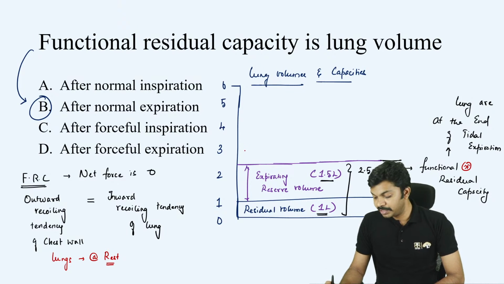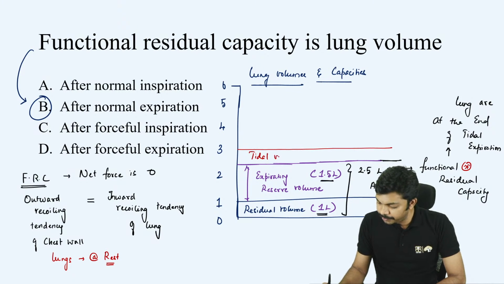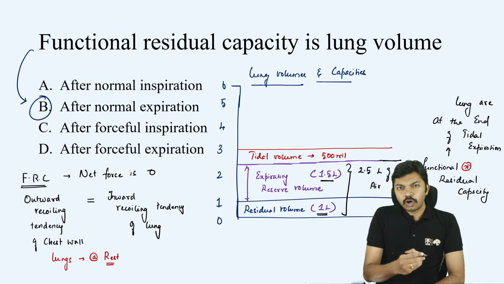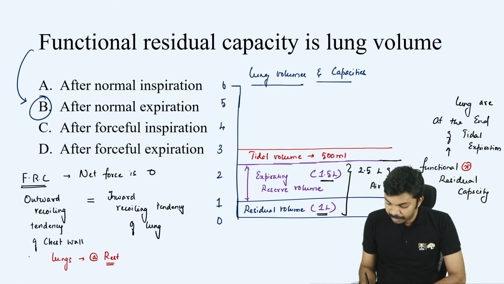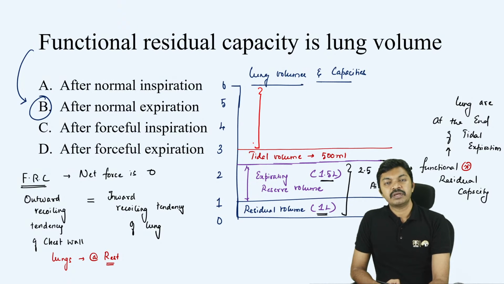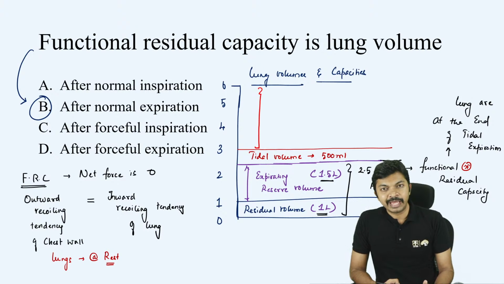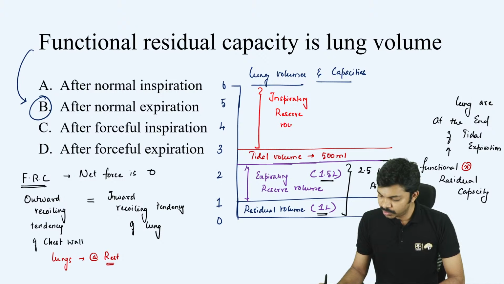From the functional residual capacity, if the subject breathes in another 500 ml, this volume is called tidal volume, and tidal volume is nothing but 500 ml. So tidal volume is normal inspiration, normal expiration, normal inspiration, normal expiration. That's tidal volume, guys. If a subject is able to inhale beyond tidal inspiration, he can take up another 3 liters of air max. Apart from the 500 ml of air that he could inhale with tidal inspiration, a subject could still inhale another 3 liters of air, which we call inspiratory reserve volume. Inspiratory reserve volume is going to be 3 liters.